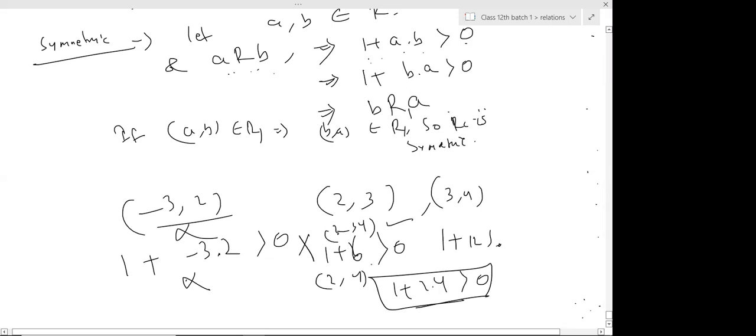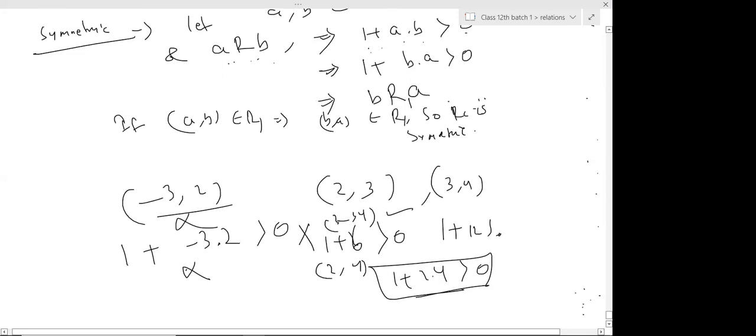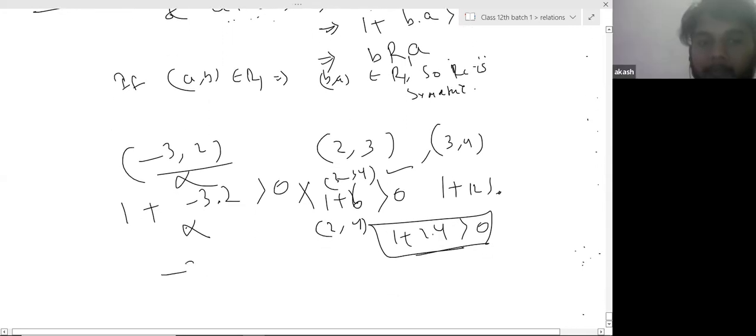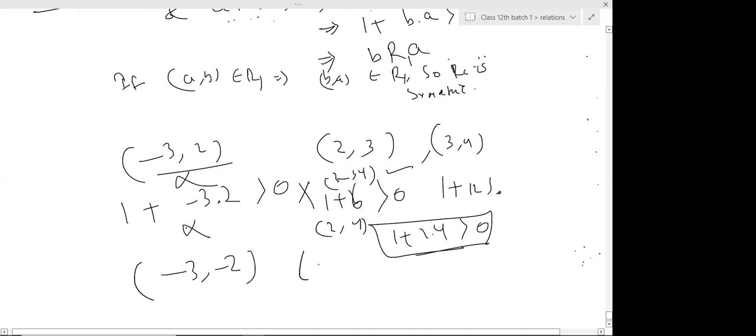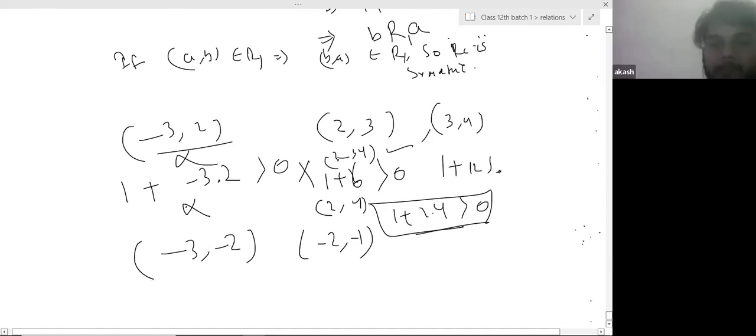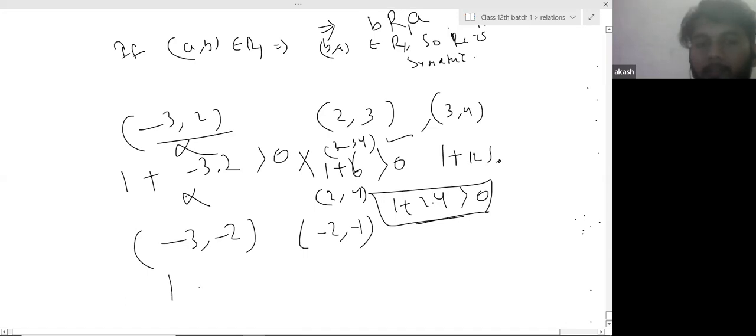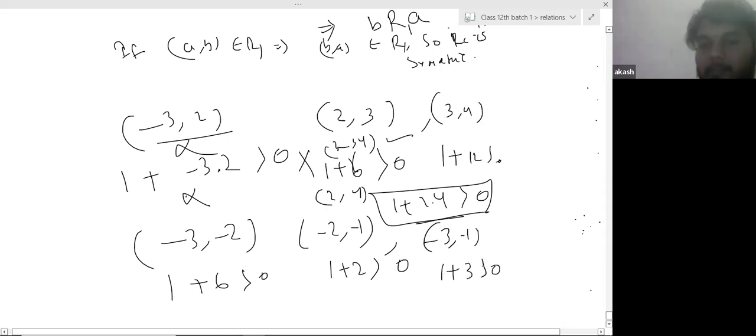So -3, -2, I think. Wait. -3, -2, and -2 and -1. Let's see. So 1 plus 6, right? This is greater than 0. And this is 1 plus 2 is greater than 0. So in transitive, we will have -3, -1. But this is also greater than 0.